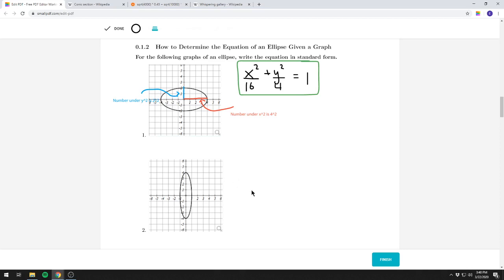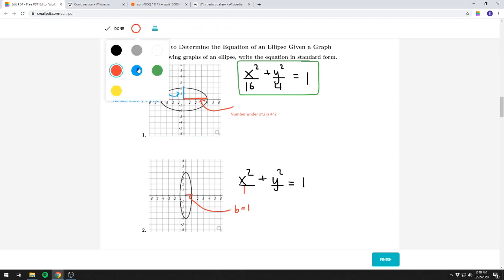Since it's an ellipse, we have our x squared and our y squared connected by a plus. And the number that goes under the x squared is the b squared. Right? Here b is 1. So we're going to put 1 squared under x squared, which is 1.